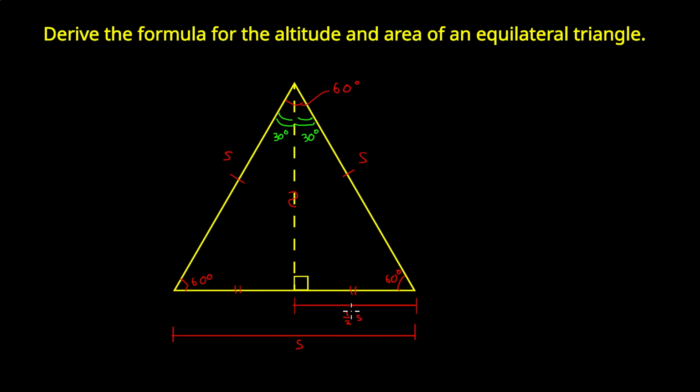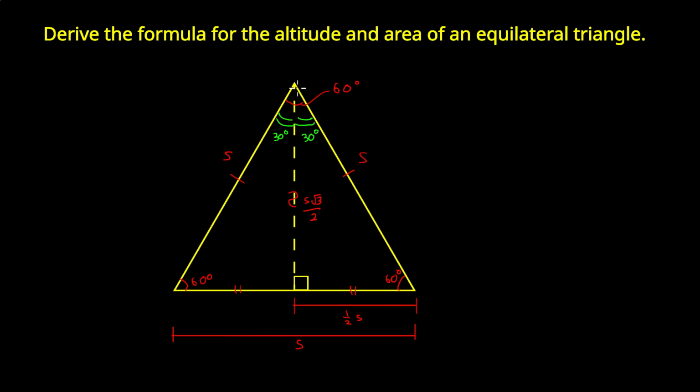Now continuing in a 30, 60, 90 triangle, if the small side is 1/2 S, then the mid side, which also happens to be the altitude of this triangle, is S root 3 over 2, because in a 30, 60, 90, the mid side is the small side times root 3. And that gives us the length of the altitude to an equilateral triangle.